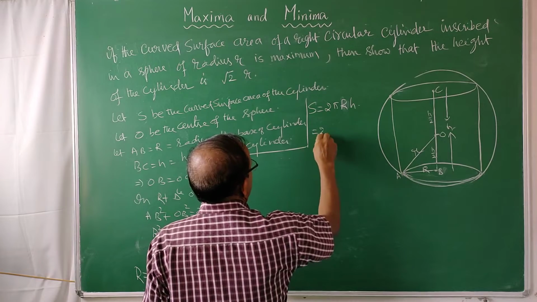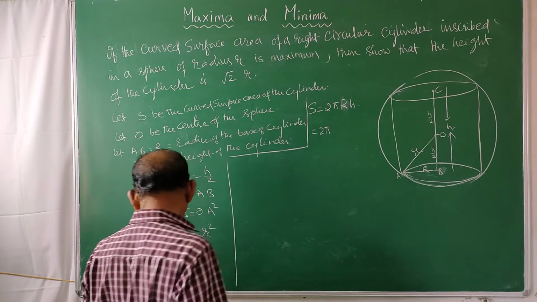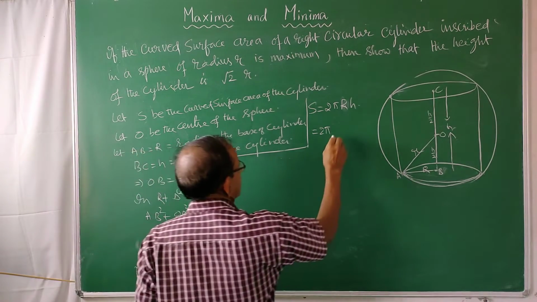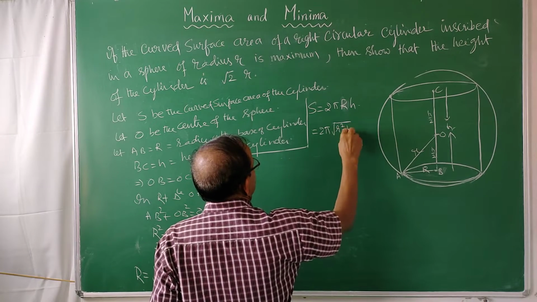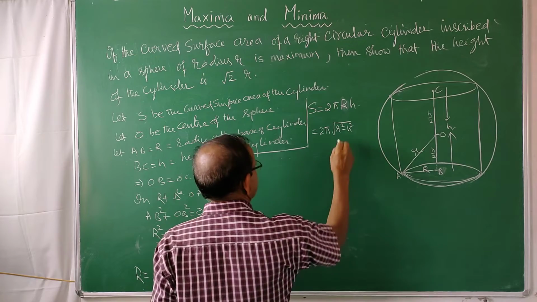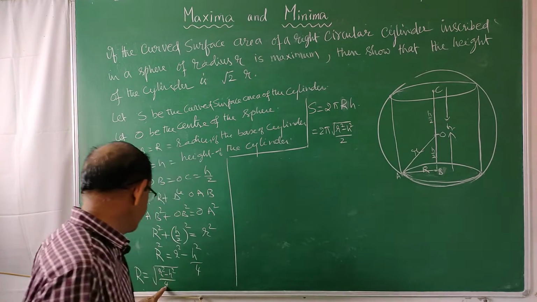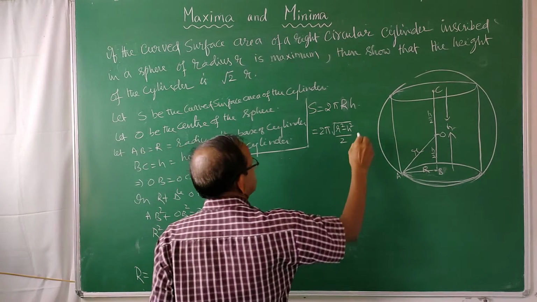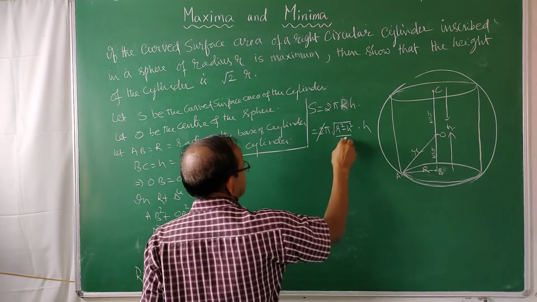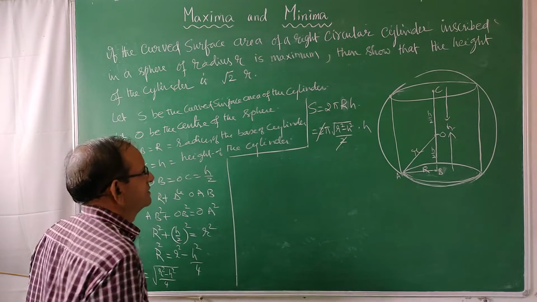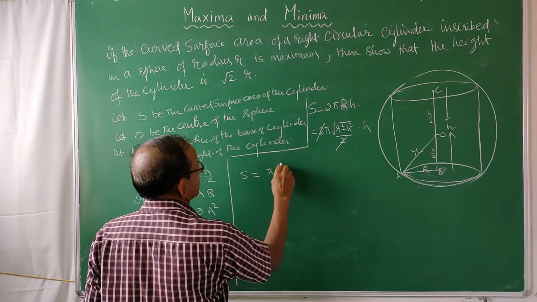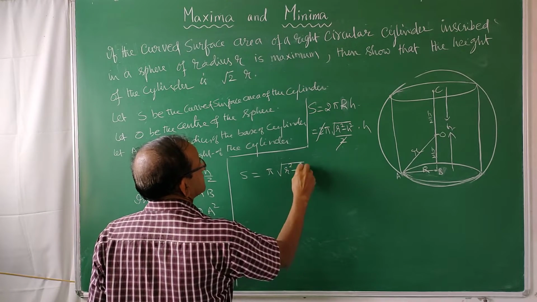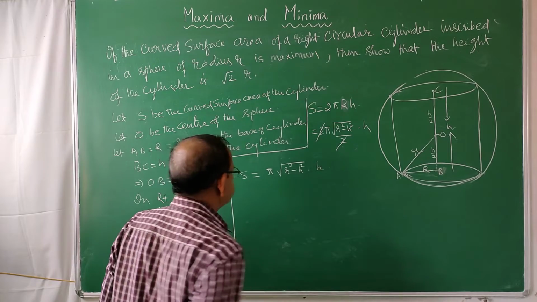This is 2 pi into R value, this you have to take root of r square minus h square by 4, so I will write 2, because square root of 4 is 2, into h. So they can cancel this one. So S is equal to pi into square root of r square minus h square into h.